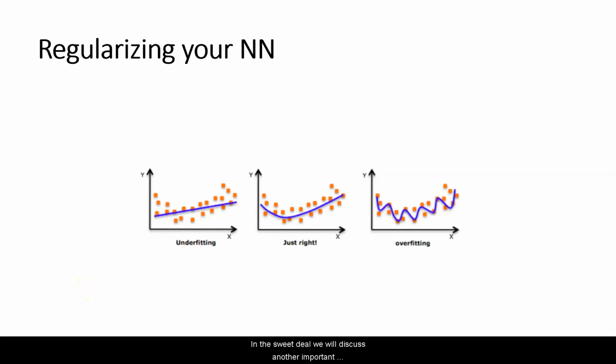In this video, we will discuss another important concept which again you should have learned in your course on AI algorithms, which is regularizing your neural network. As you can see in this figure, the first figure shows an underfitted model. The third figure shows an overfitted model, and the second figure is the most appropriate model. As we know, regularization is a method to prevent overfitting.